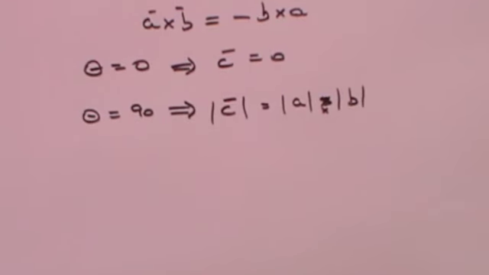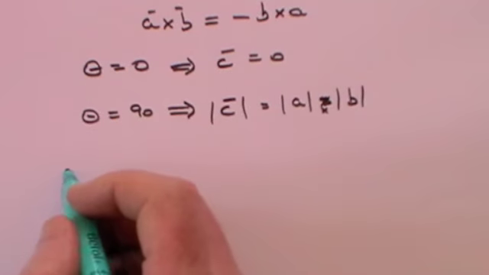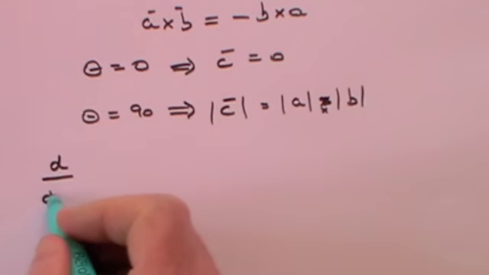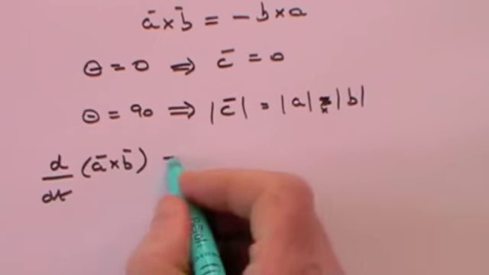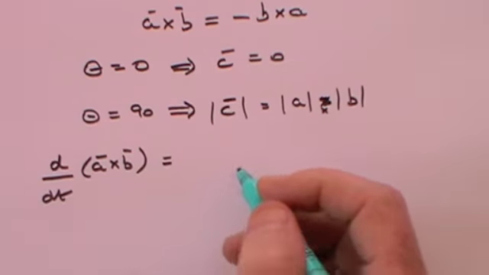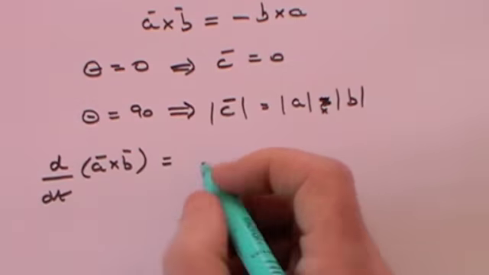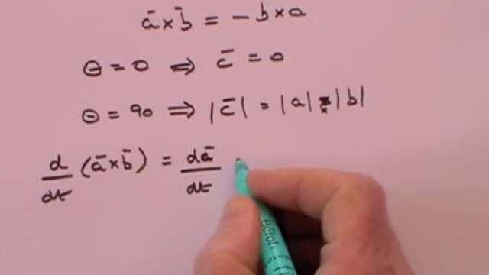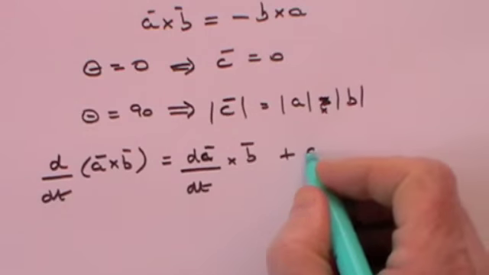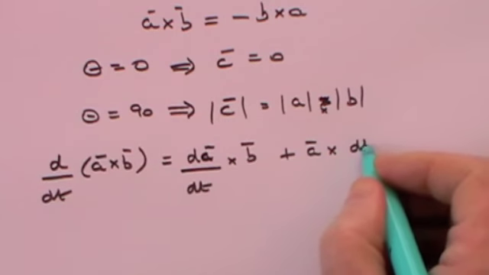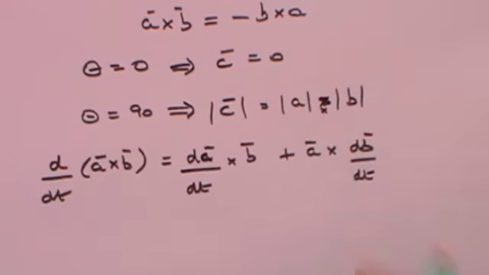If you have to differentiate these terms, say with respect to time, d by dt of A cross B is the usual way of differentiating a product. It's simply dA by dt cross B plus A cross dB by dt.